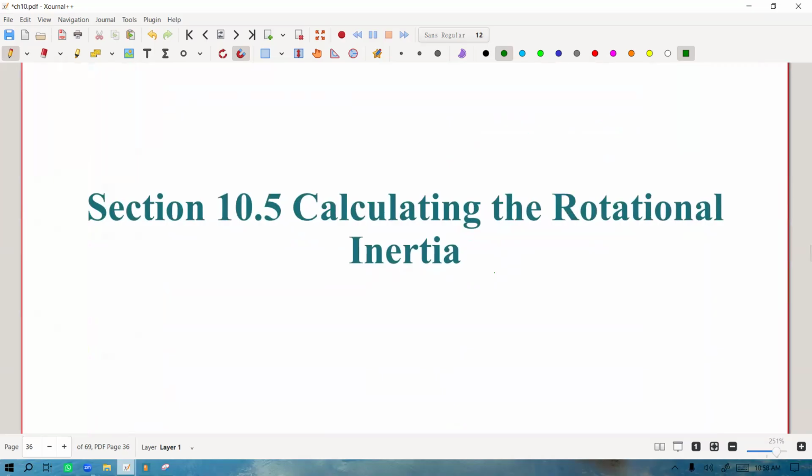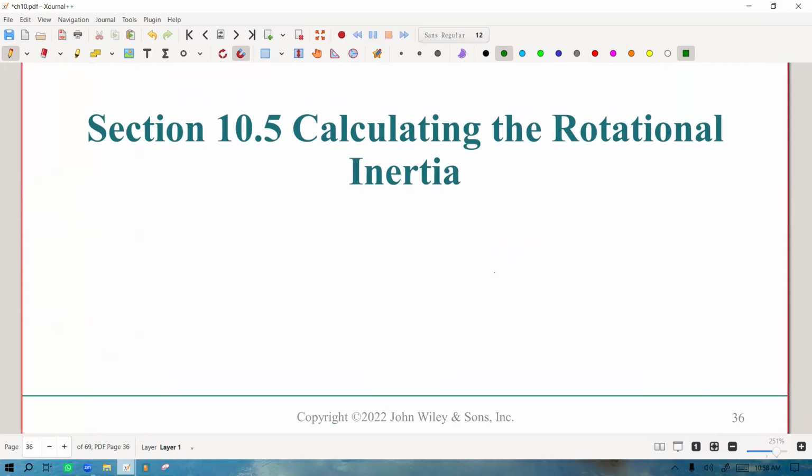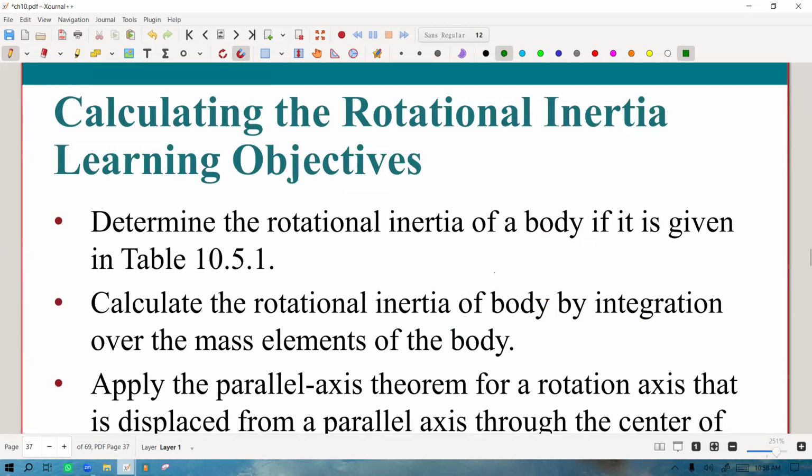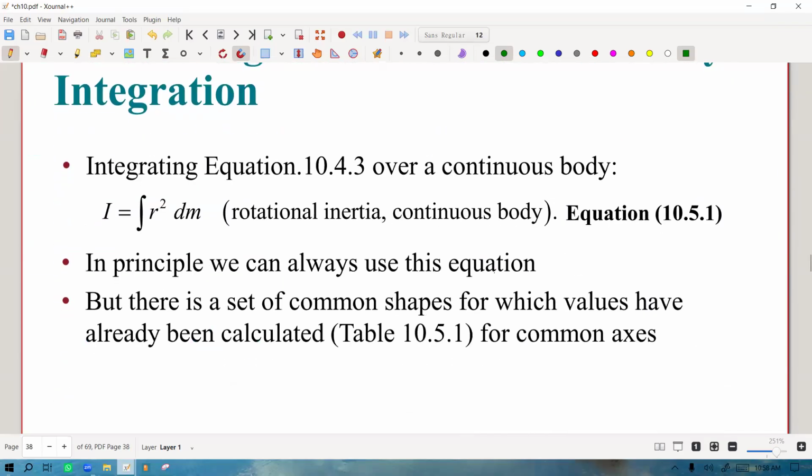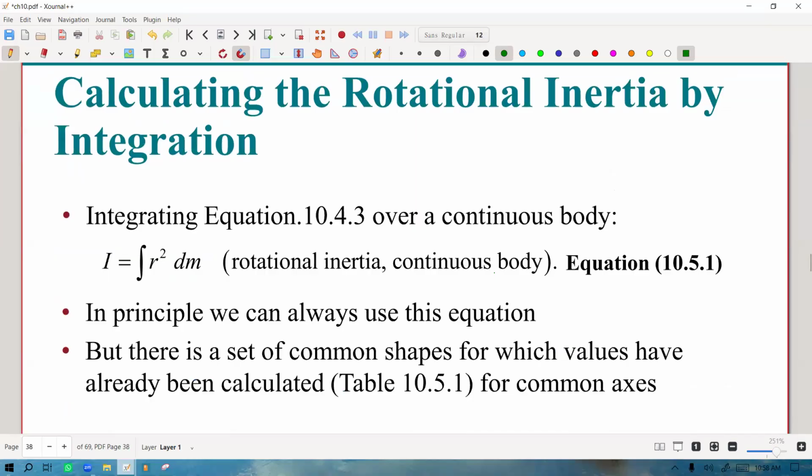Here is how to calculate the rotational inertia. Our learning objective is to determine the rotational inertia of a body from this table. So here is the formulation: I equals the integral of r squared dm, the rotational inertia for a continuous body. In principle, we can always use this equation, but there is a set of common shapes for which values have already been calculated.